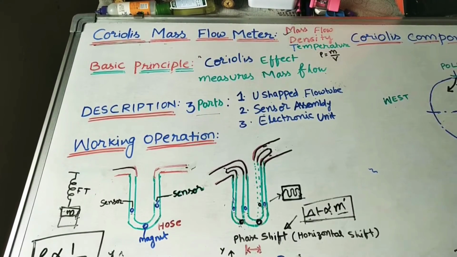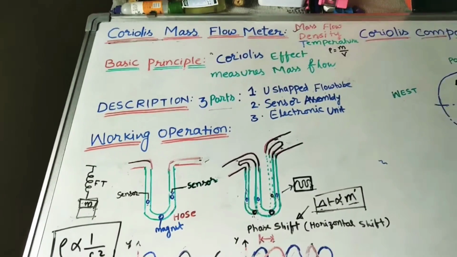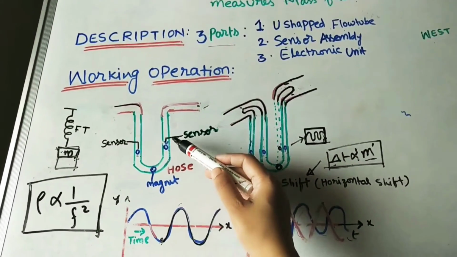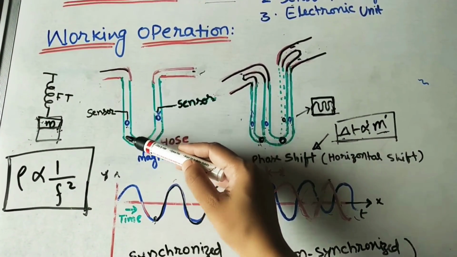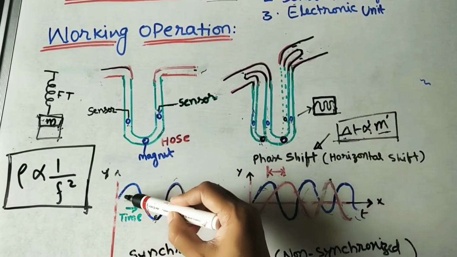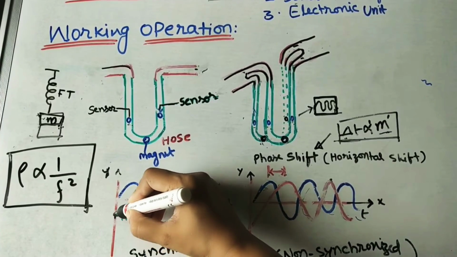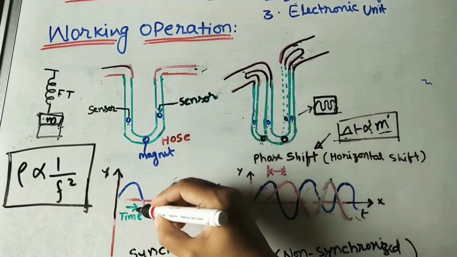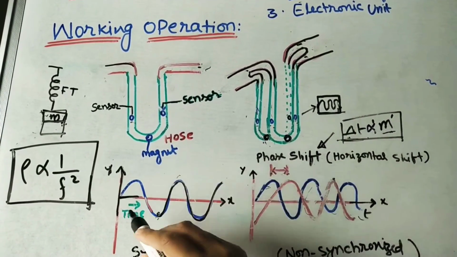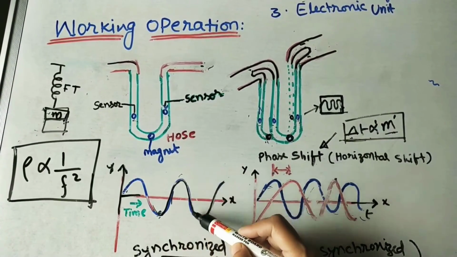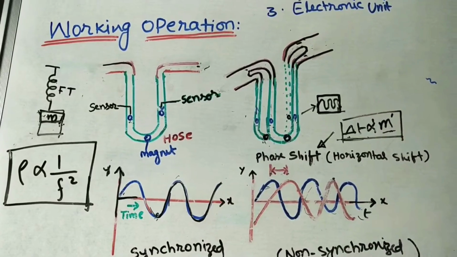Okay, so here, as I told, this is the input sensor, this is the output sensor. If we are taking the input signal here without flow, it is giving a sinusoidal signal like this. This is the y-axis and this is the time on the horizontal axis. The signal is coming like this. This is the input signal.